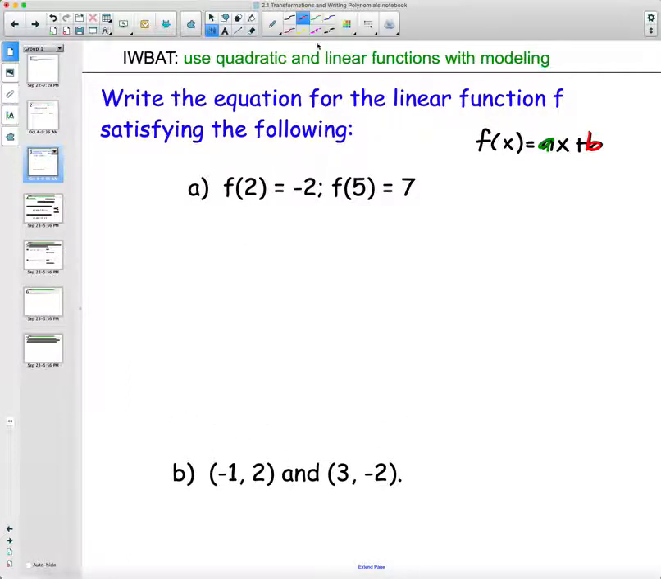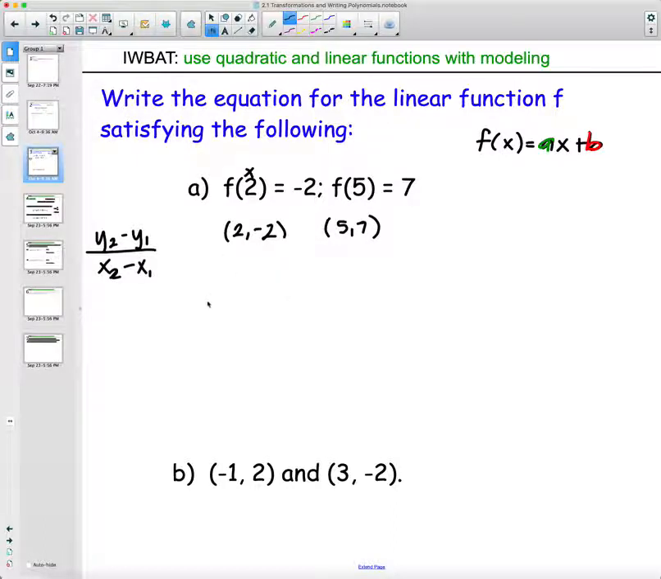If we take a look at this function notation, I could just write this as an ordered pair. Remember, this is f of x. So this is your x value, and then this is your output. Plugging 2 into this function gives us back -2, and plugging 5 into this function gives us back 7. So we end up with those two ordered pairs. However you want to find slope, you can do y2 minus y1 over x2 minus x1.